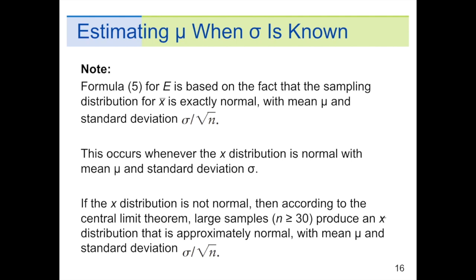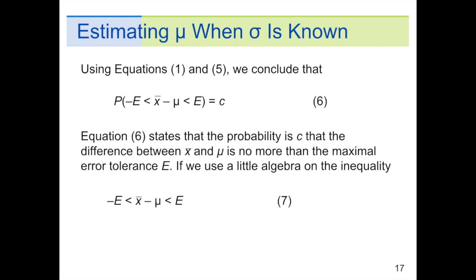If the x distribution is not normal, then according to the central limit theorem, large samples greater than or equal to 30 produce an x bar distribution that is approximately normal with mean mu and standard deviation sigma divided by the square root of n. Using equations 1 and 5, we conclude that the probability that x bar minus mu is between negative E and E is c, our confidence. Equation 6 states that the probability is c that the difference between x bar and mu is no more than the maximal error tolerance E.